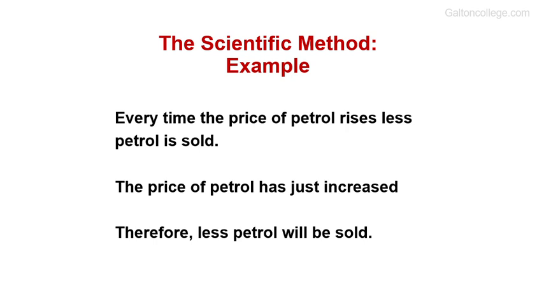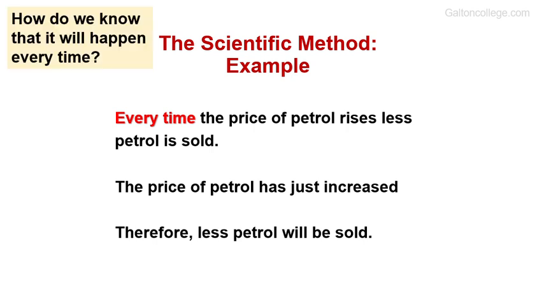Every time the price of petrol rises, less petrol is sold. The price of petrol has just increased, therefore less petrol will be sold. That's what we end up with. That's what we've worked out. And we've generalized. Every time the price of petrol increases, less petrol will be sold, because we've worked it out from the figures. We've analysed the figures, and that's the pattern that came out, and we're now generalising it. So we have every time, and that's what we were aiming at.